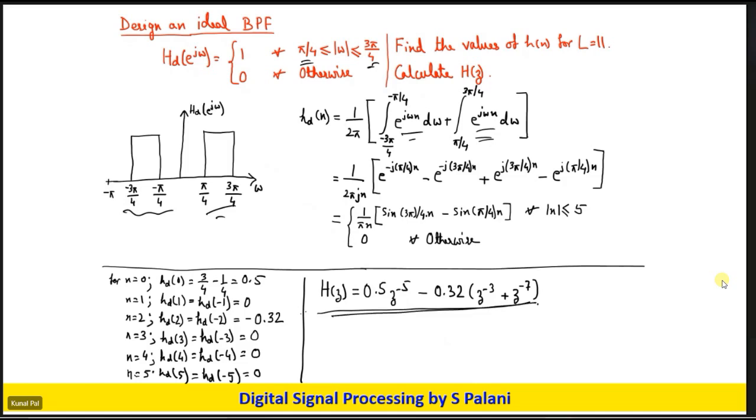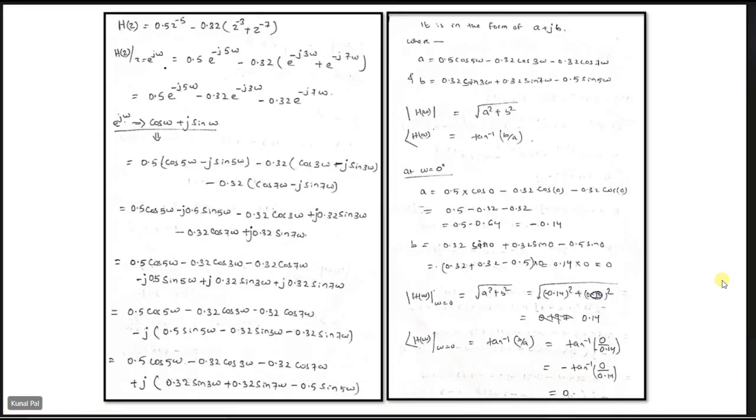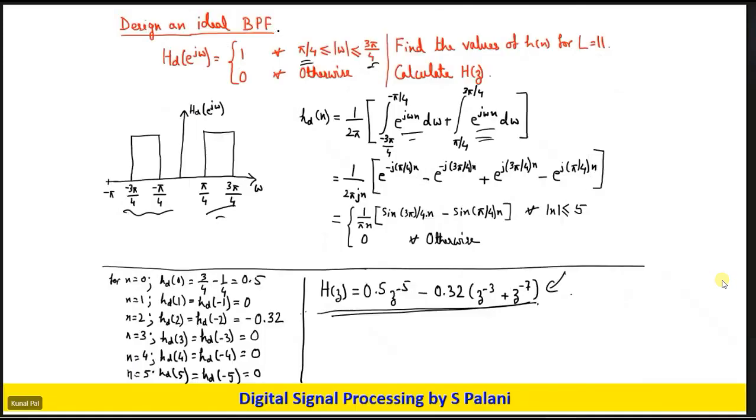Now, using this equation, I will show you how to calculate the amplitude response and the phase response. This is the thing which we have got previously: H(z) equals 0.5 z to the power minus 5 minus 0.32 z to the power minus 3 plus z to the power minus 7. Right? We have got this equation.